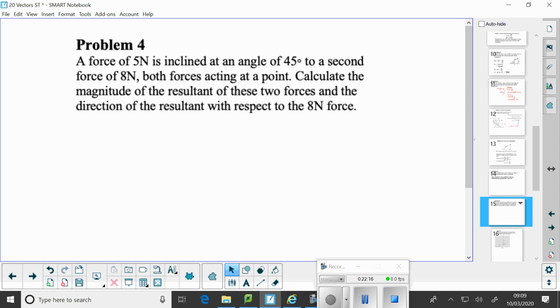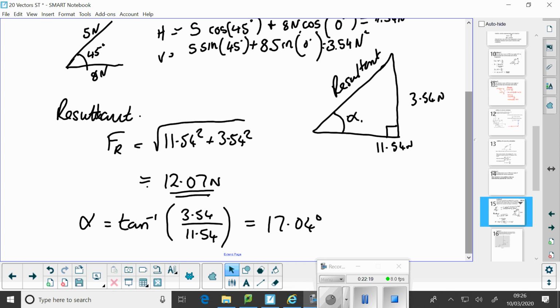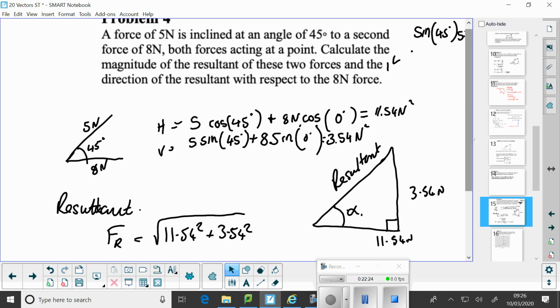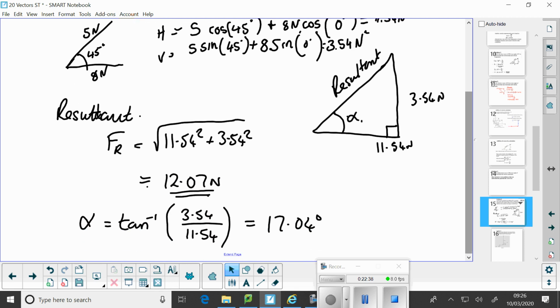So that's what we do. We want to add two vectors together using the horizontal and vertical components. Find the total horizontal component by adding the two horizontal components together. Add the two vertical components together. Turn them into a right angle triangle problem. Use Pythagoras to find the length of the hypotenuse, the resultant magnitude, and tan to the minus 1 to find the angle. And the angle could equally be in radians if that's appropriate for the problem.